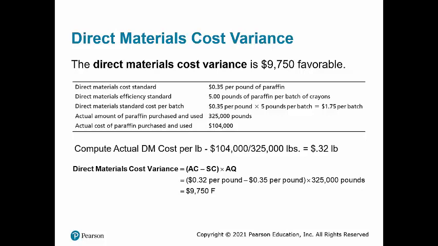Notice first that Cheerful Colors paid less than expected for the paraffin. The actual cost per pound of paraffin is 32 cents, which is equal to the actual cost of $104,000 divided by 325,000 pounds. Using the formula, the direct materials cost variance is $9,750 favorable.